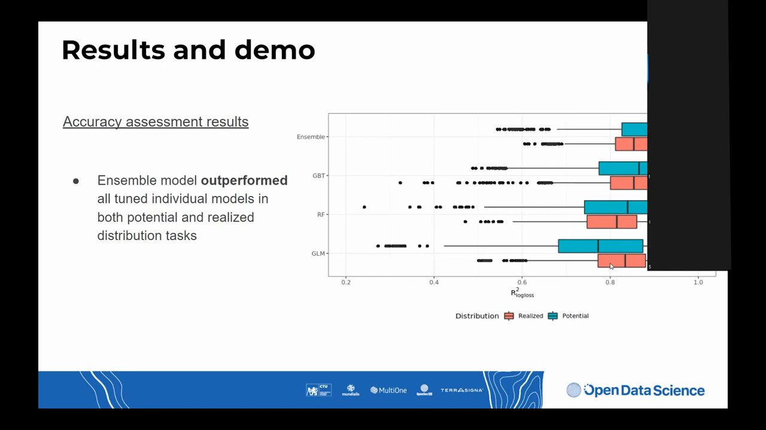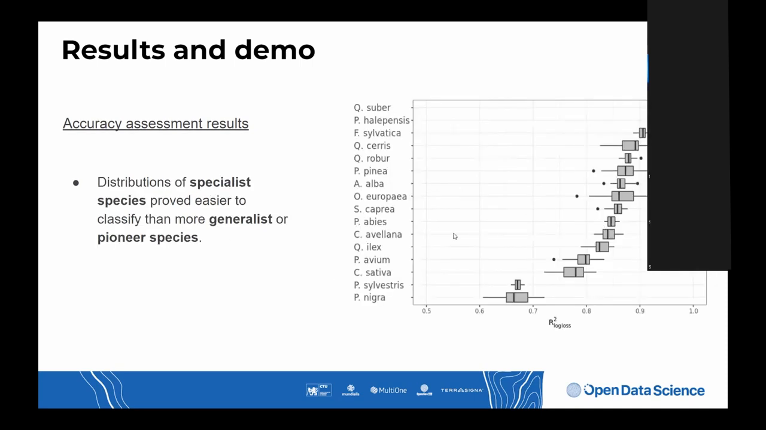Of course, you can see both potential and realized distribution. All these three models are perfectly optimized, so you have hyperparameter optimization, feature selection, everything that you could do. And not only thanks to that, we managed to train a model that's better than all three of them. So at the end of the day, all ensemble models outperform the tuned individual models.